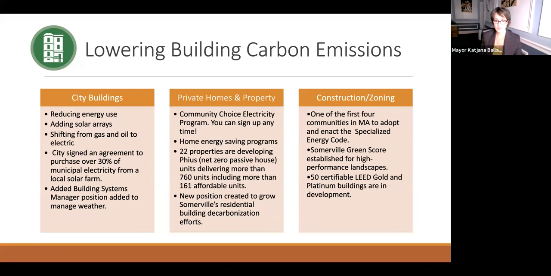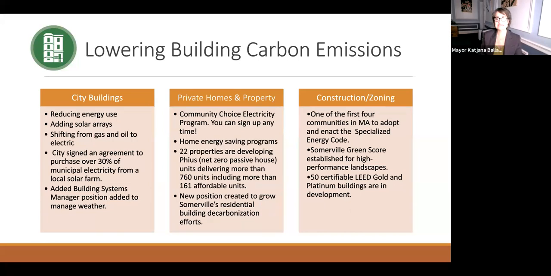Our staff offers programs to assist both renters and homeowners with accessing energy-saving programs. Somerville's Community Choice Electricity Program offers competitively priced renewable energy options, and you can sign up anytime. And there are more than 760 net zero passive house units in construction in Somerville, with more than 161 of those units slated to be affordable.